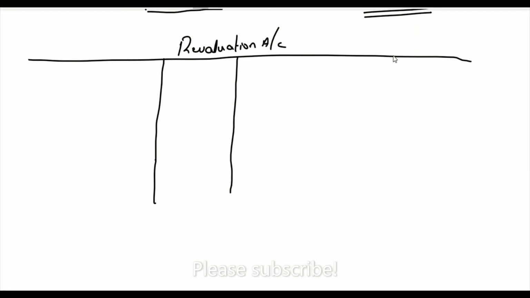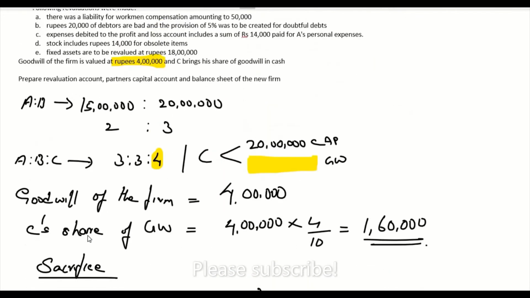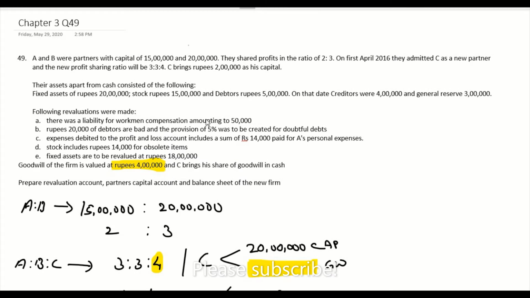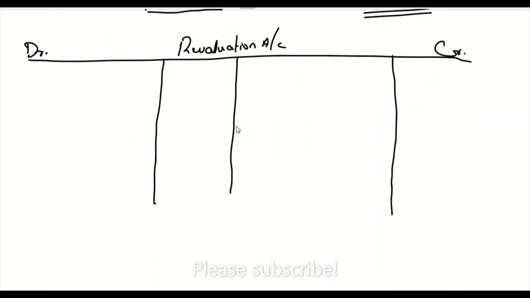Revaluation account. Debit, credit. Okay. So now there was a liability for workman compensation amounting to rupees 50,000. So a liability which will reduce the profit, it is a loss. So workman compensation liability 50,000.